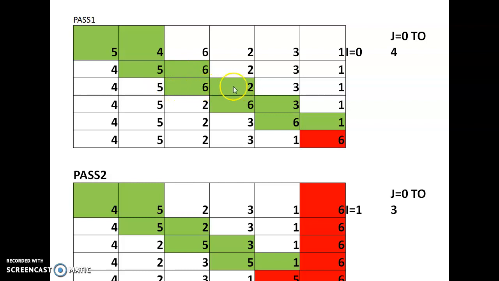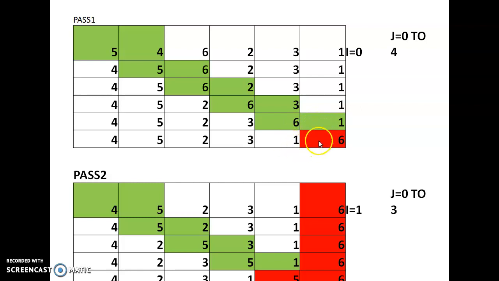Next I am comparing 6 and 2. 6 is greater than 2, so swapping of the elements is happening and 2 and 6 will be coming. Next 6 is compared with 3. Because 6 is greater than 3, I am swapping the two elements and it is coming as 3 and 6. Next I am comparing 6 with 1. Because 6 is greater than 1, I am swapping 6 with 1.